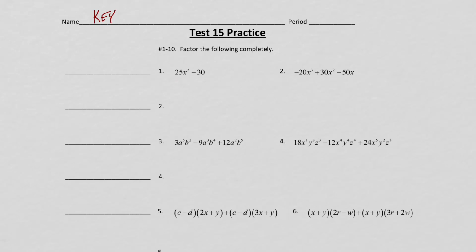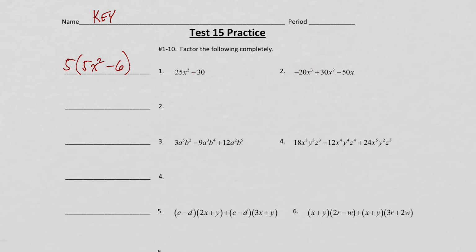Okay, for number 1, there's a common 5 in each of these. So if we factor out the 5, we'll be left with 5x squared minus 6. And you can double check by multiplying this, you get 25x squared, and you multiply by this, and you get negative 30.